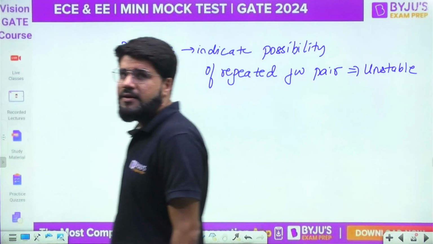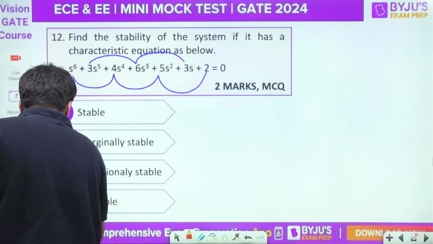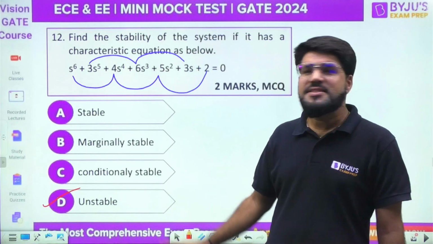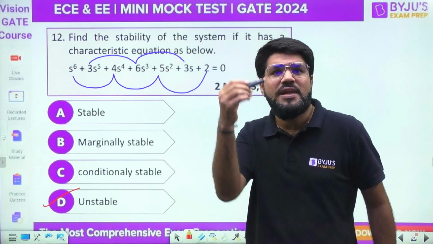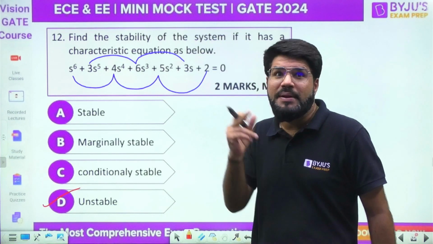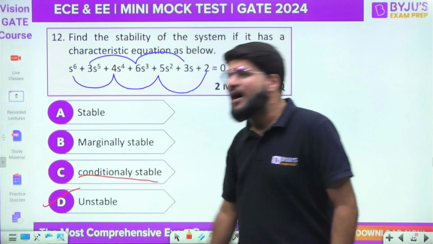First let's mark the answer. So what should be the answer? It is unstable. Marginally stable is when you have only one pair of j omega roots. Maybe 2 different pairs, that is also okay. But with a repeated pair of j omega roots the system is unstable. Conditionally stable cannot come here, dear.